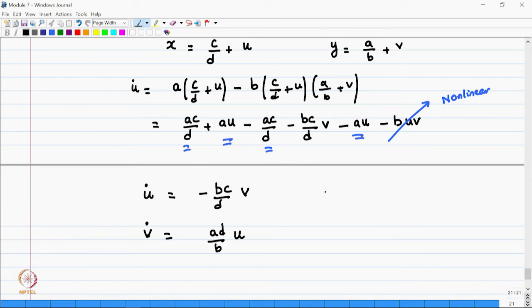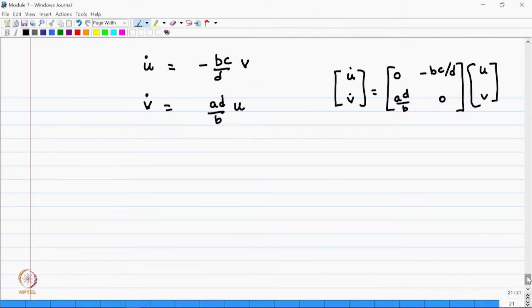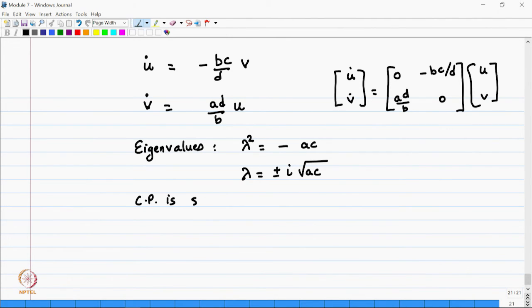So now the linear equations look like u dot, v dot equal to the matrix [0, minus b c by d; a d by b, 0] times u, v. What does this mean? If you calculate eigenvalues, you can easily see that lambda square is equal to minus a c, since the b will cancel and the d will cancel. This implies lambda is equal to plus or minus i square root of a c. So this critical point is stable and it is a center.